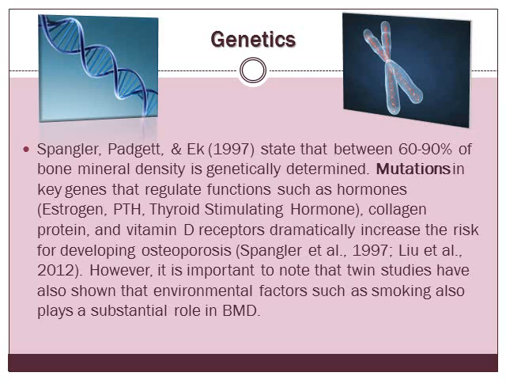One study determined that between 60 to 90% of bone mineral density is genetically determined. So this is the maximum bone density that can be attained, and that's determined by heredity and genetic factors. Mutations in key genes that regulate functions, such as hormones, including estrogen, parathyroid hormone, and thyroid-stimulating hormone, as well as mutations in collagen protein genes and vitamin D receptor genes, dramatically increase the risk for developing osteoporosis.